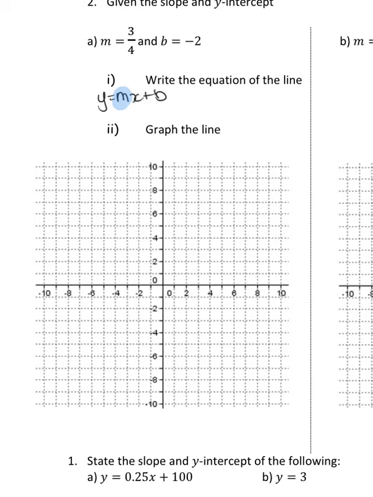Okay? And actually, why don't I use different colors just in case you're a little bit confused. So my m, we're telling you, is 3 over 4. So I'm saying instead of an m, we can actually replace that or substitute it with 3 over 4. And my b, I'm telling you that instead of writing b, well, we can write negative 2 instead. So let's try that.